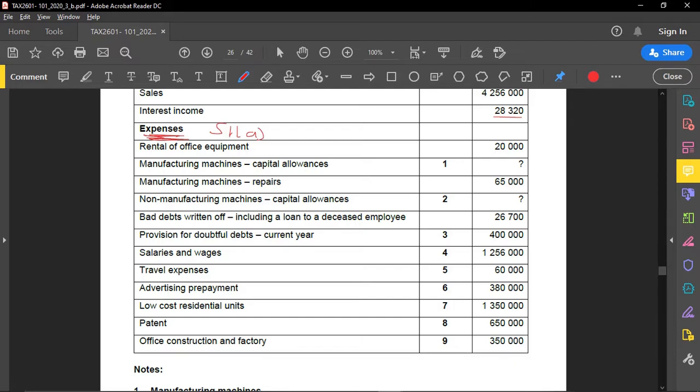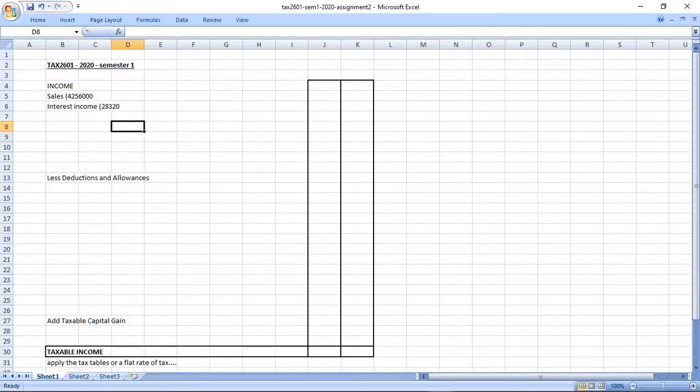I've got rental of office equipment. If I'm renting office equipment, I'm using that office equipment for rendering a service or providing a product, so it's part of operations. There's no note here, so you would assume, based on what you know, that rent for office equipment would be utilized inside the company. So the section 11A deduction would apply. 20,000 would be deductible in terms of rent.